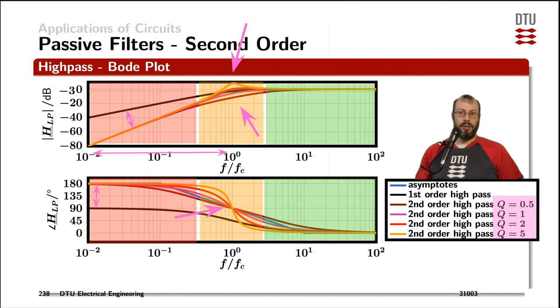We're starting at 180 degrees, whereas the first order filter started at 90 degrees because it only had either an inductor or a capacitor, and each of those components can turn the phase only by 90 degrees by itself.